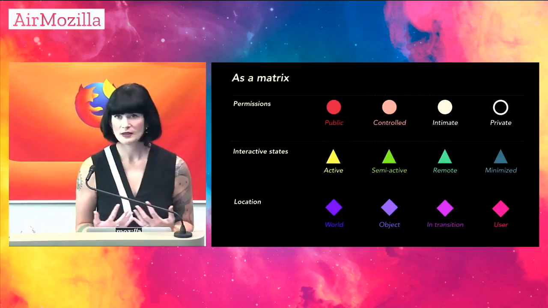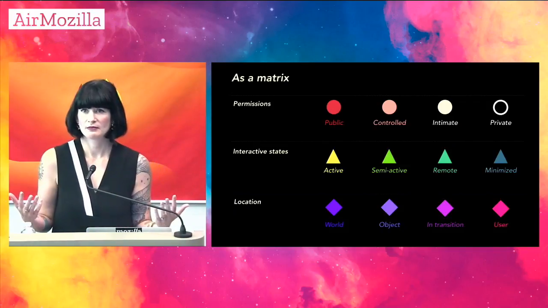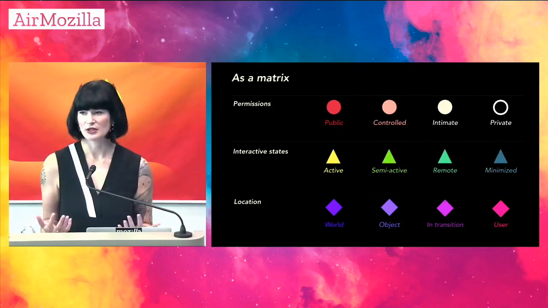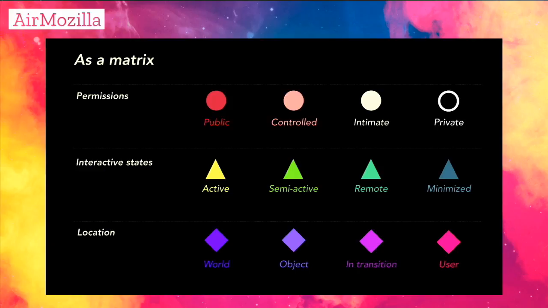So as a matrix, these are the different app states, permission levels, and spatial positions. And this is kind of the system that we have come up with and are using internally. Again, this isn't set in stone.